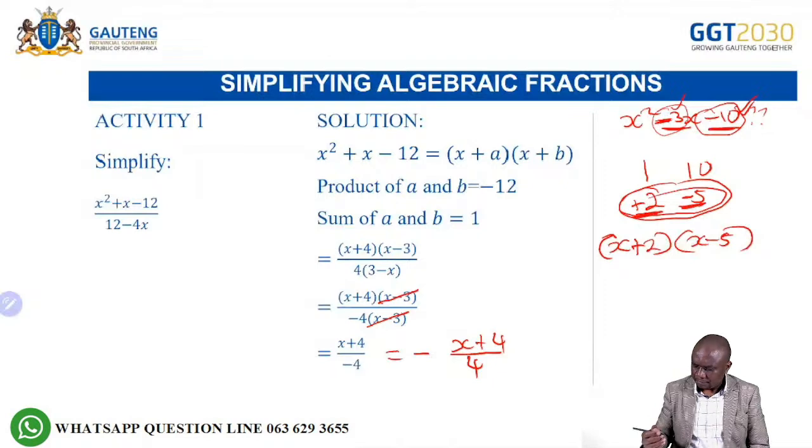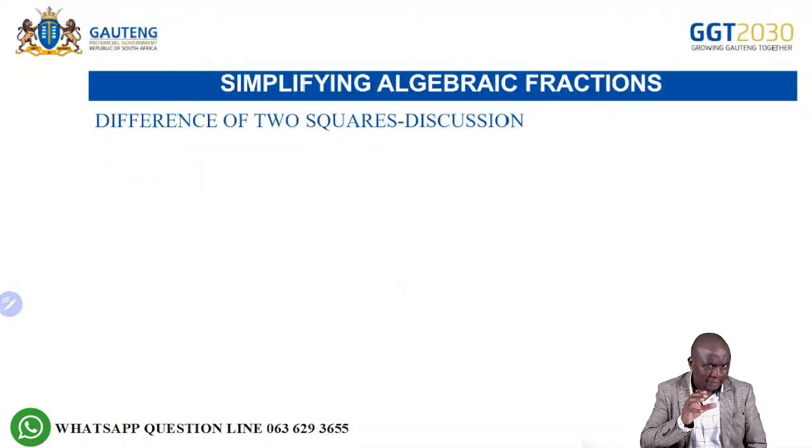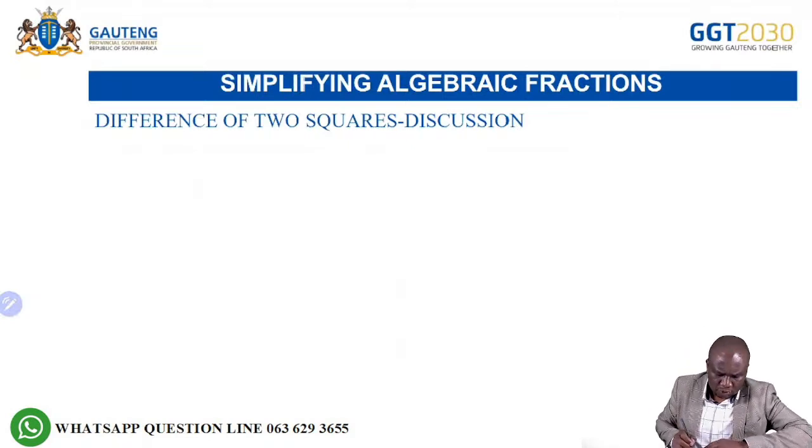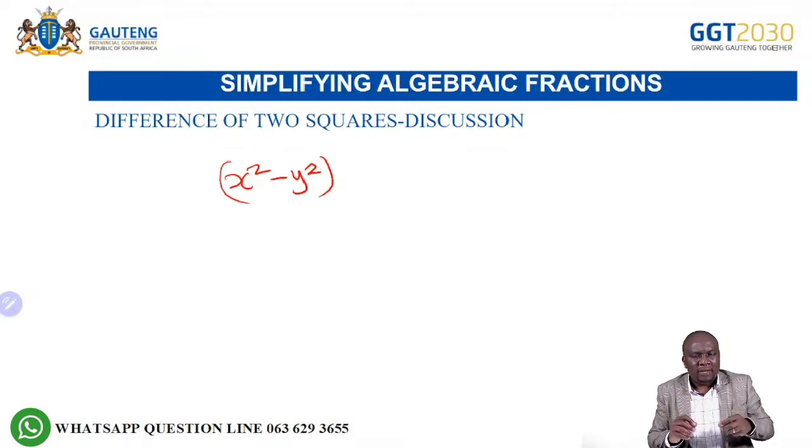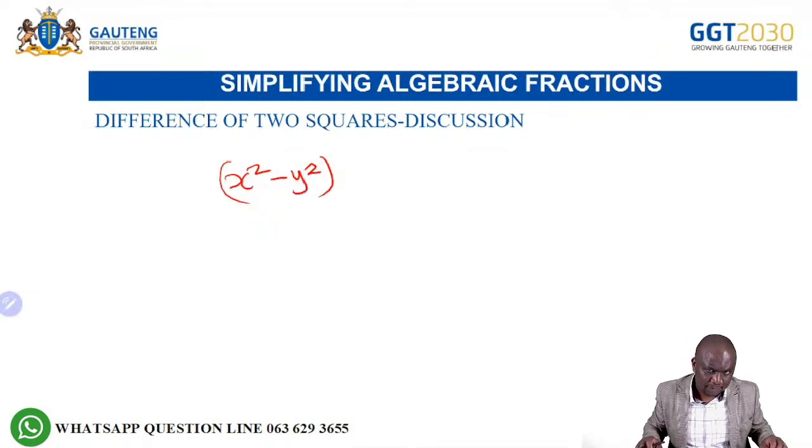Right, let's move on. The next one, you are going to apply difference of two squares. So let me explain difference of two squares before you go to that question. Or let me remind you about the difference of two squares. Maybe some of you missed the previous lesson. Okay? Difference of two squares is like this. Remember that x squared minus y squared. You see, x squared is a square. Y squared is a square. We are subtracting them. We're finding the difference. So this is the difference of two squares.